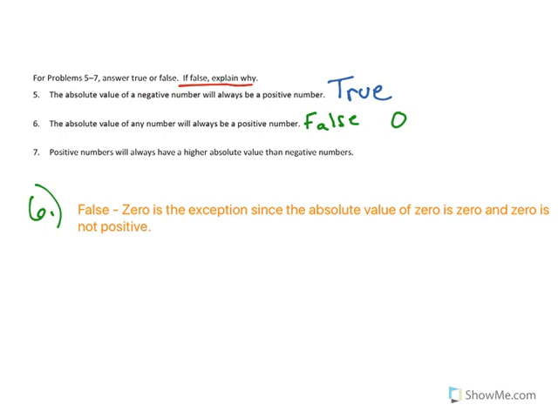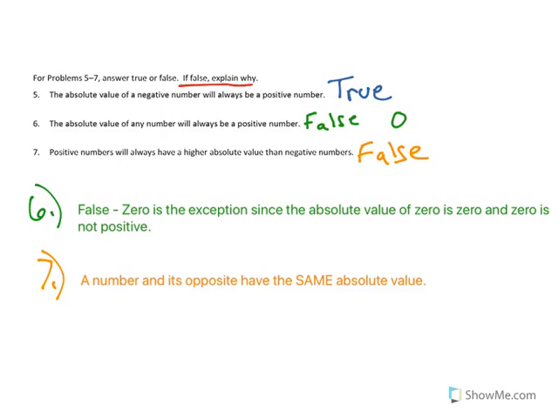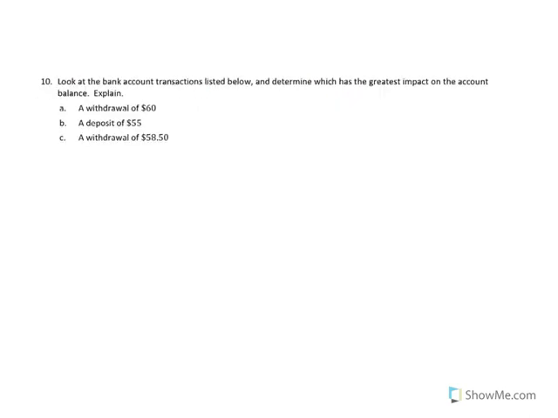All right, number 7, positive numbers will always have a higher absolute value than negative numbers. Is that a true statement or a false statement? Well, that's a false statement because a number and its opposite have the same absolute value. So that's why it's false. All right, that was 5, 6, and 7. And now we only have one more, and then we are done with Ed Puzzles for math for this year.